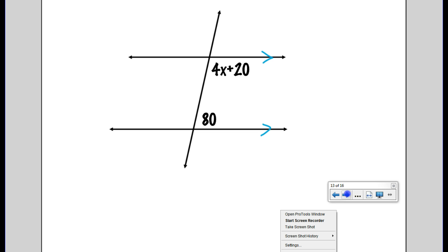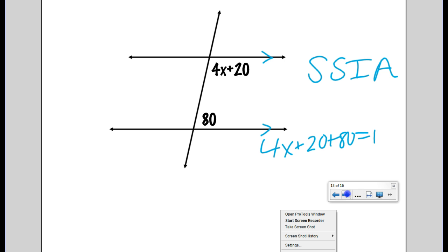Vocab word for these angles: same side interior. If it starts with an S, they're supplementary. So are you setting those equal? 180. No, you're not. You're adding them to equal 180. 4x plus 100 equals 180. 4x equals 80. X equals 20. Very good.